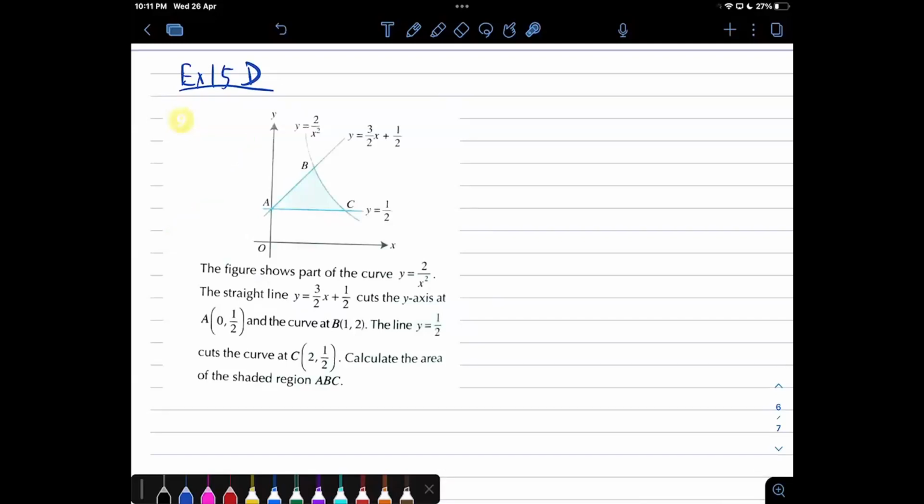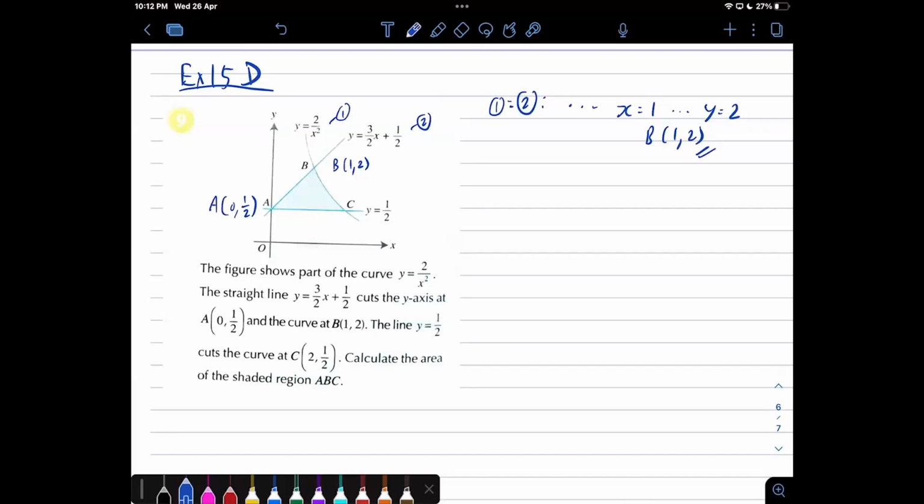The straight line y equals 3 over 2 x plus half cuts the y-axis at 0, half. So over here, 0, half. And the curve at B, 1, 2. Lucky for you, they already calculated the point of intersection for you. You don't need to do it again. Otherwise, you have to solve equation 1 equals equation 2, and you eventually get x equals 1, then you get y equals 2. Then conclude B is 1, 2. Thankfully, the question didn't request for you to do it. They gave it to you already.